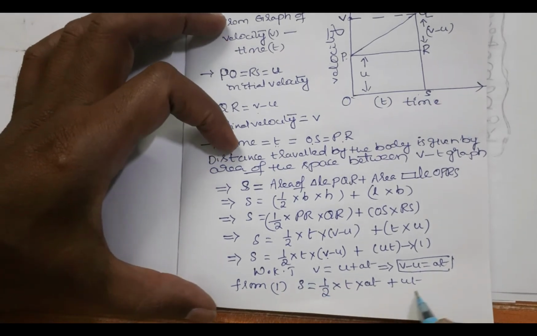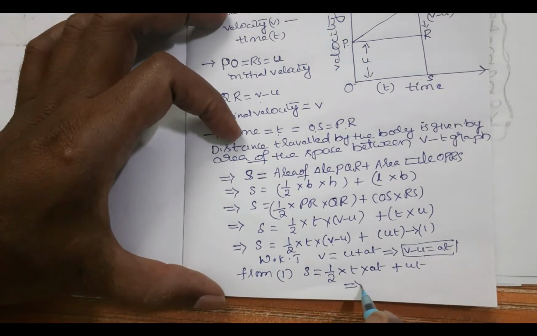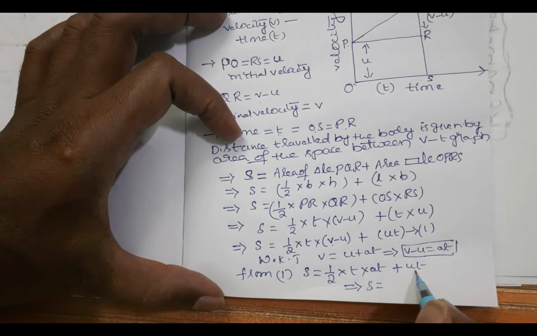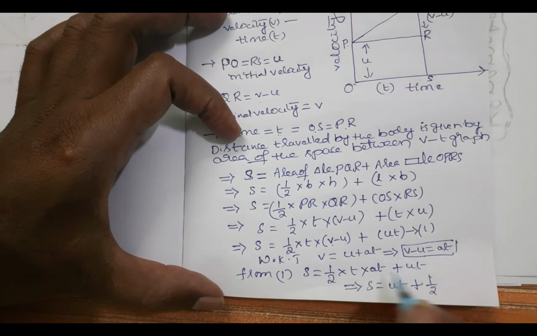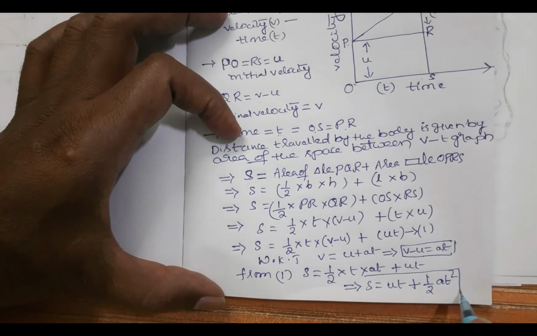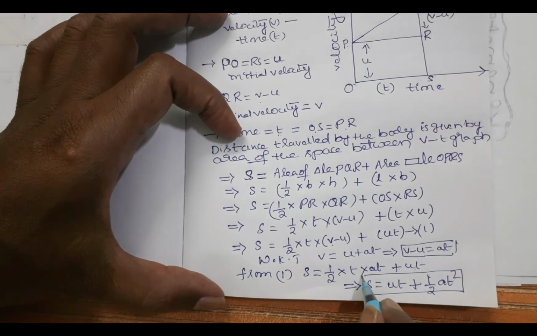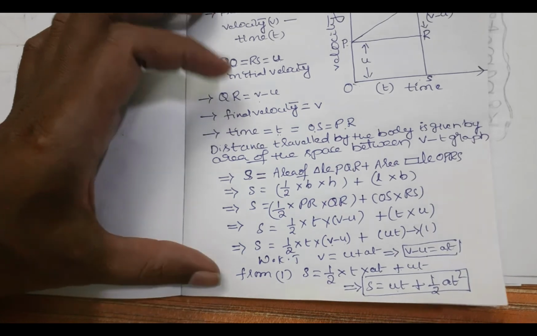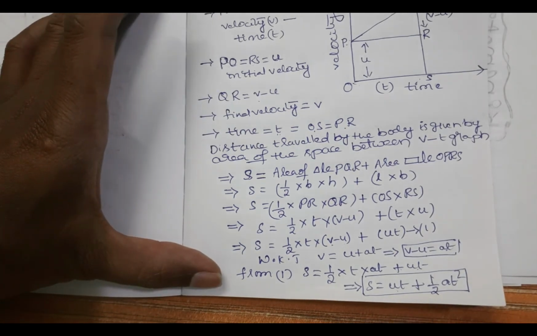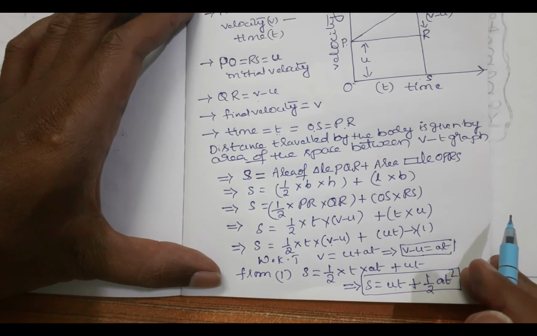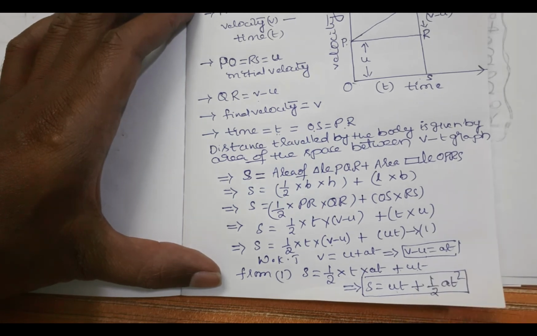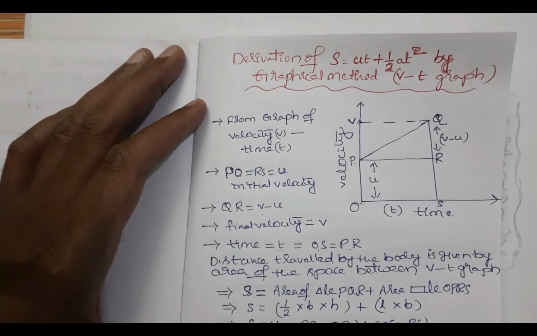So this implies S equals, first writing ut, plus 1 by 2 into at into t, which is at square. So S equals ut plus half at square. This is the derivation of the second equation of motion by the velocity-time graph using the graphical method.